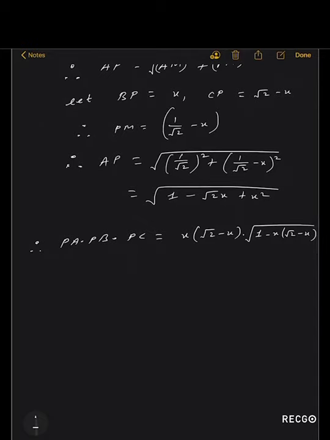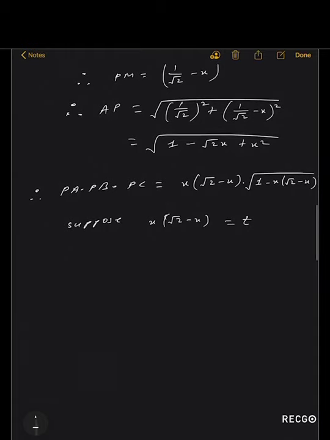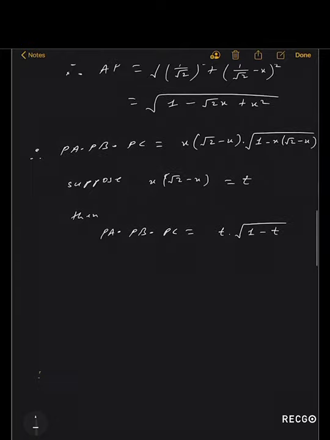Now we can see that x into root 2 minus x is appearing at two places. So let us suppose that x into root 2 minus x is equal to t, right? Because this is appearing at two places in our expression of PA into PB into PC. In this case, we are getting that PA into PB into PC is equal to t into a square root of 1 minus 2t. As you can see, it's very simple. Just substitute x into root 2 minus x equal to t.